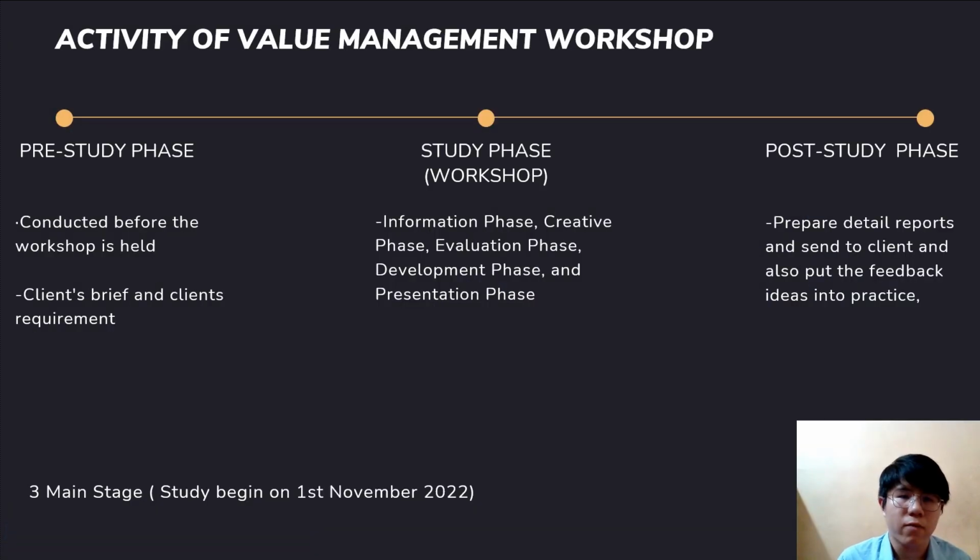The value management workshop activity is divided into 3 main phases, which are the pre-study phase, study phase, and post-study phase. The pre-study phase is conducted before the workshop is held, and the client brief and client requirements will be discussed in this phase. The information phase, creative phase, evaluation phase, development phase, and presentation phase will proceed in the study phase. And the value management team will prepare the detailed report, send it to the client, and also put the feedback ideas into practice.